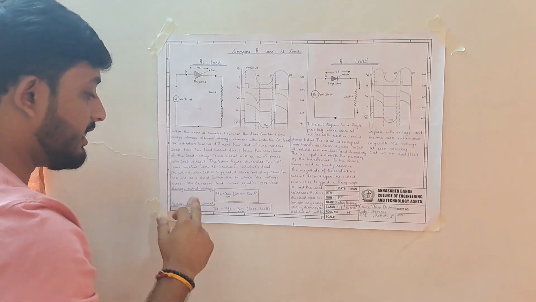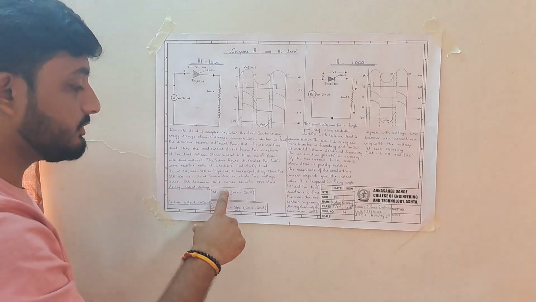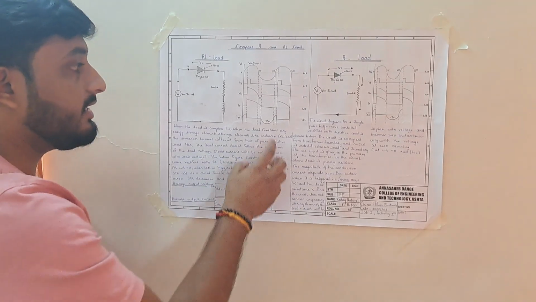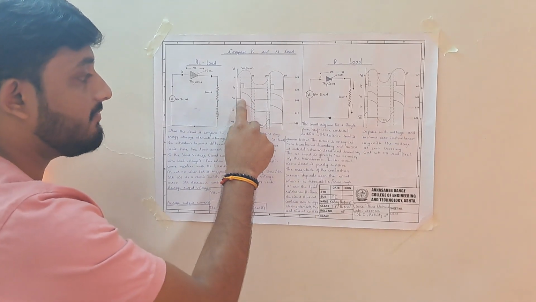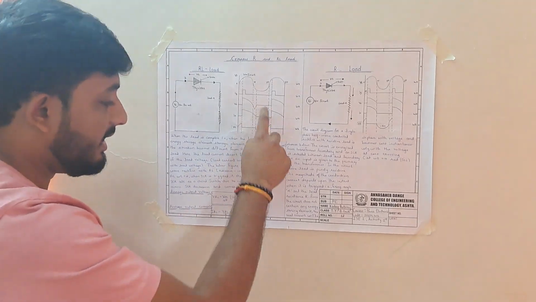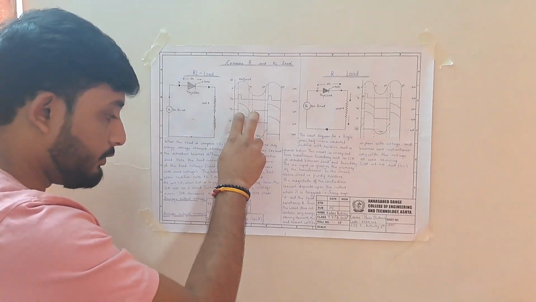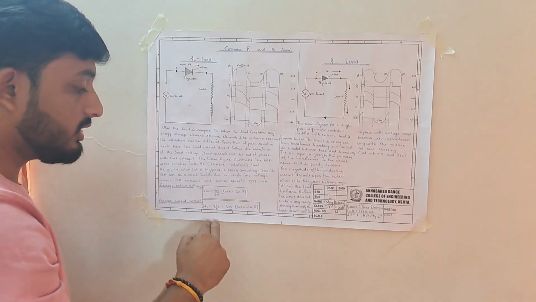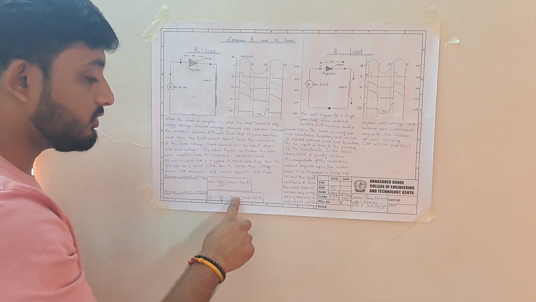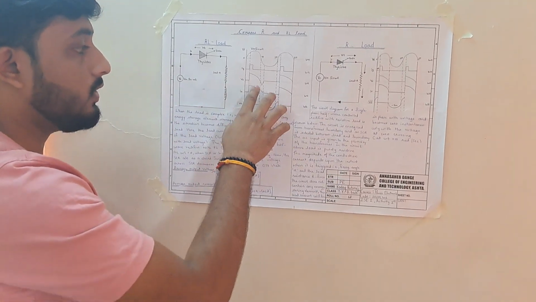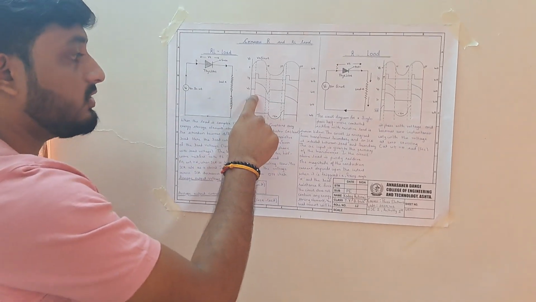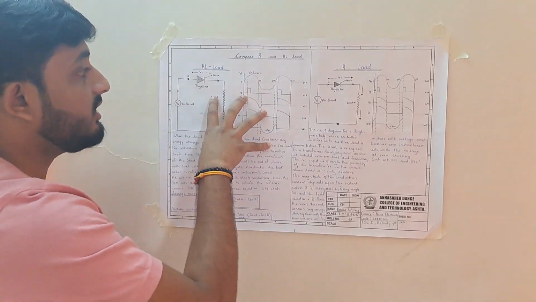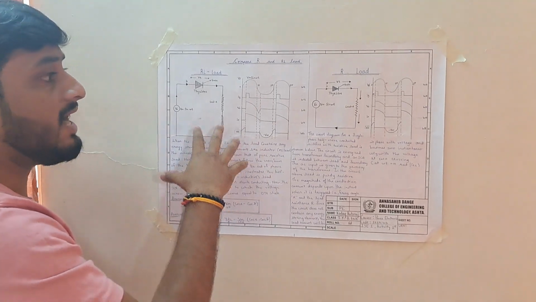So the average output voltage VDC is equal to Vm upon 2 pi times cos alpha minus cos beta, where alpha is the starting angle and beta is the ending angle. It is a comparison between the two. It gives the output voltage VDC, and the output current IDC is equal to VDC upon R, which is Vm upon 2 pi times cos alpha minus cos beta. This is all about the RL load.